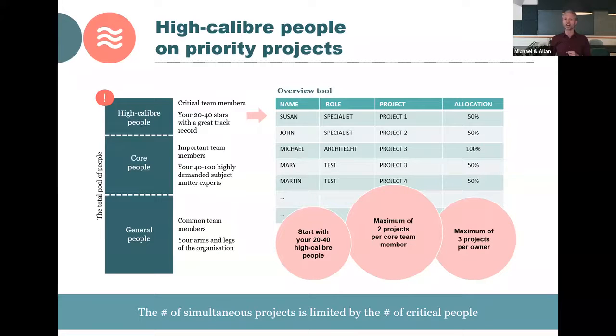We only assign our key people. Because when we do that, we can actually figure out what's our capacity. And that's the secret, knowing your own capacity. That will limit you from doing too many projects at the same time.